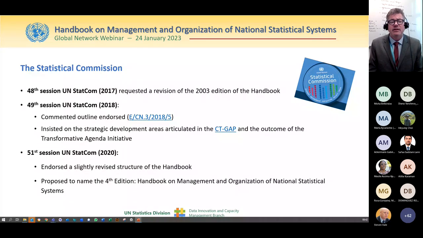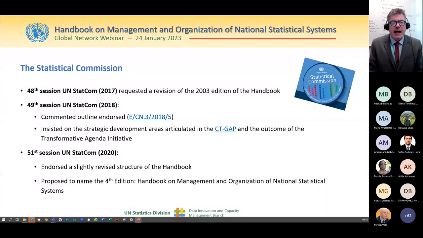In the 49th session, we proposed an outline, a structure of the handbook that was endorsed eventually. And then the Statistical Commission insisted once again in 2018 that we should definitely take into account the Cape Town Global Action Plan in the handbook, but also the outcome of the Transformative Agenda Initiative, since these two initiatives are very important to help us structure and think about what statistics could be in a few years.